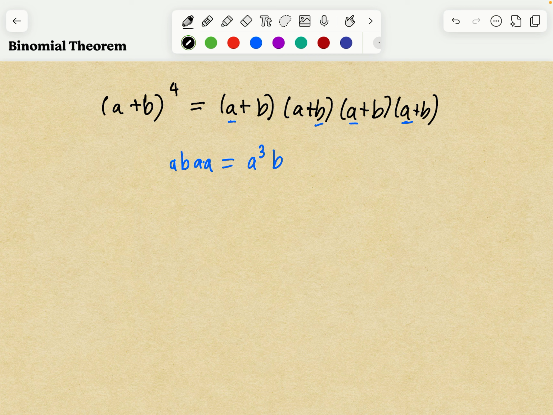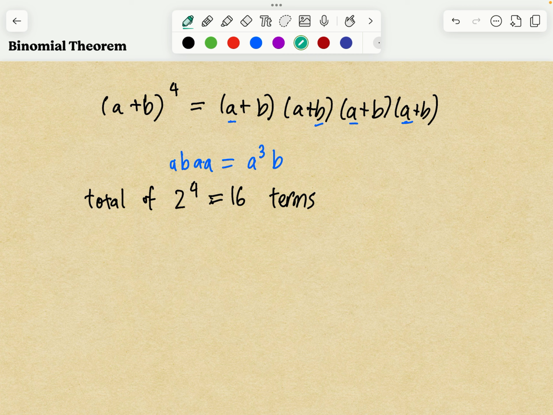Well, how many possibilities are there? There are two options for each factor, right? There are four factors, and there are two options for each of the factors. You can pick either the a or the b. So there are a total of 2 to the fourth, which is 16 terms in the expansion. Okay. Well, let's think about what you're going to get.